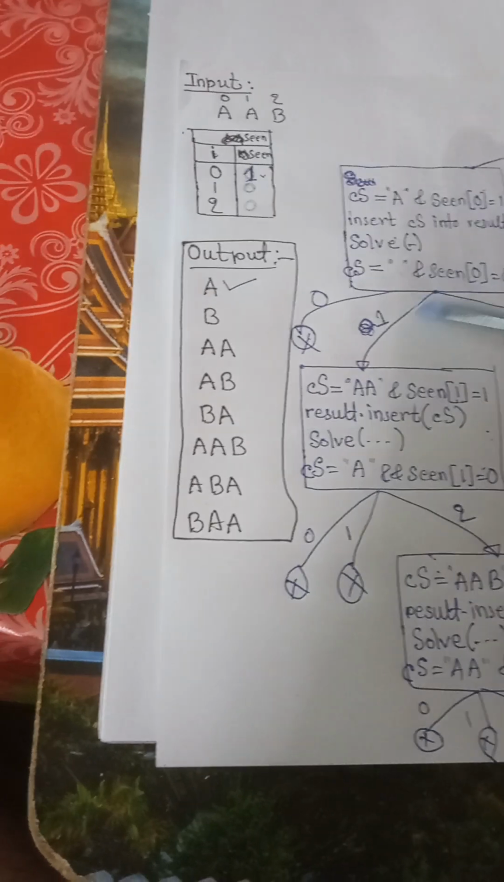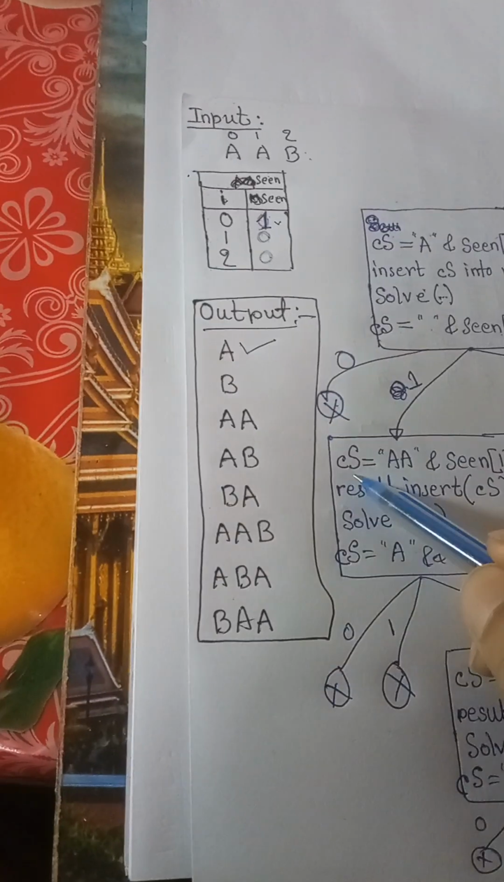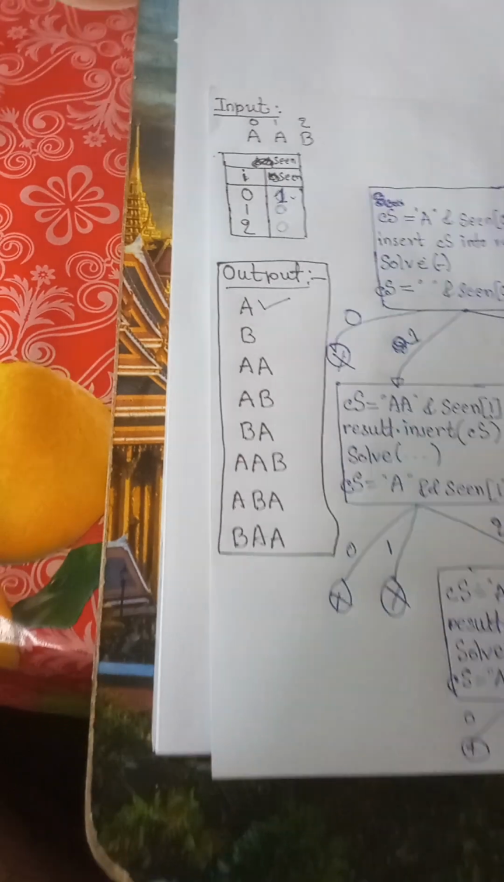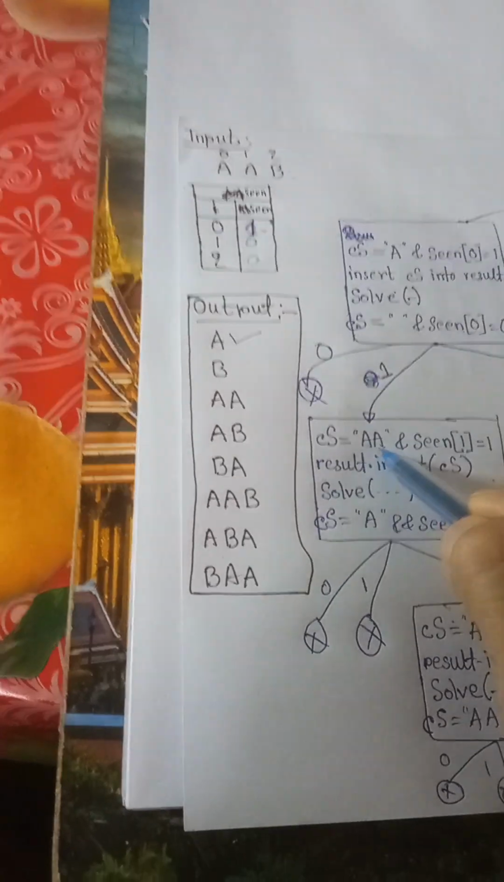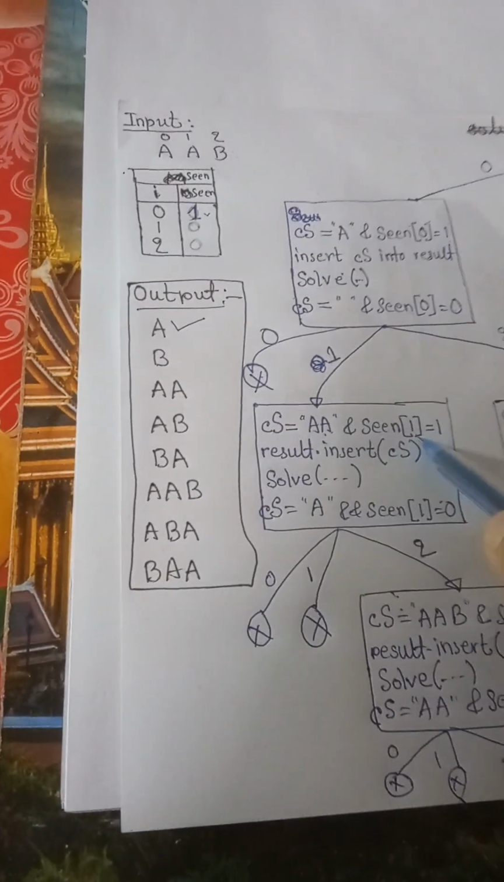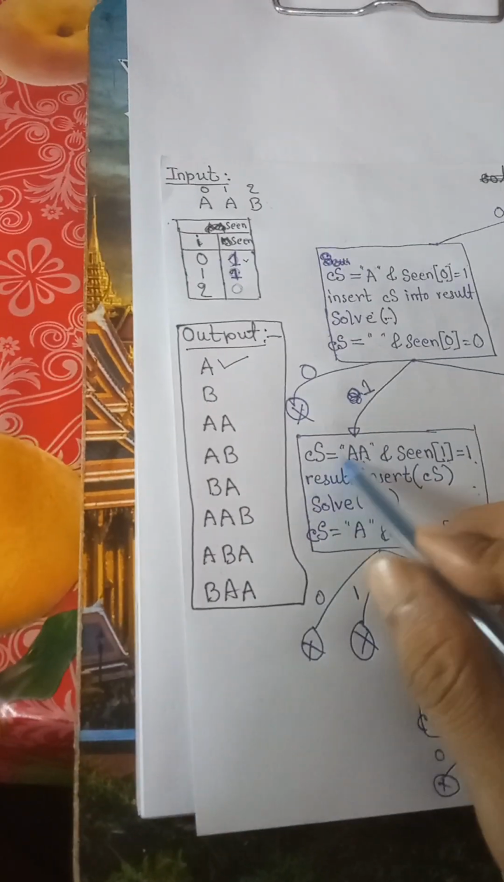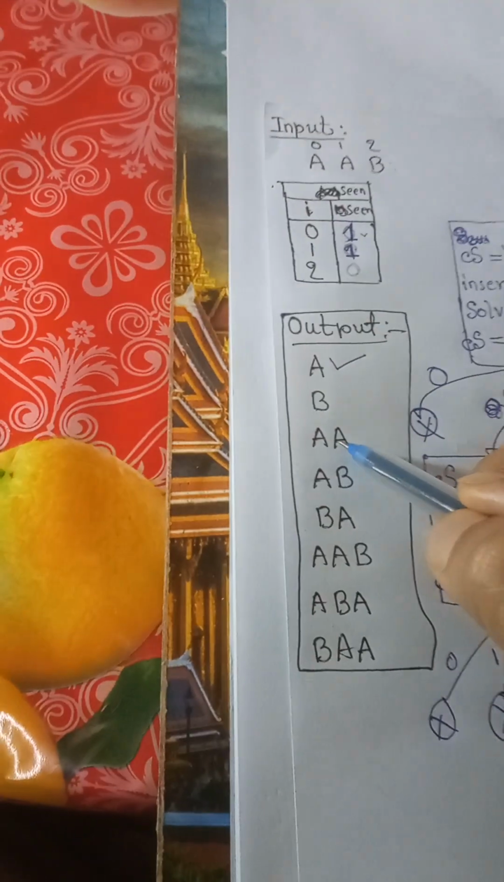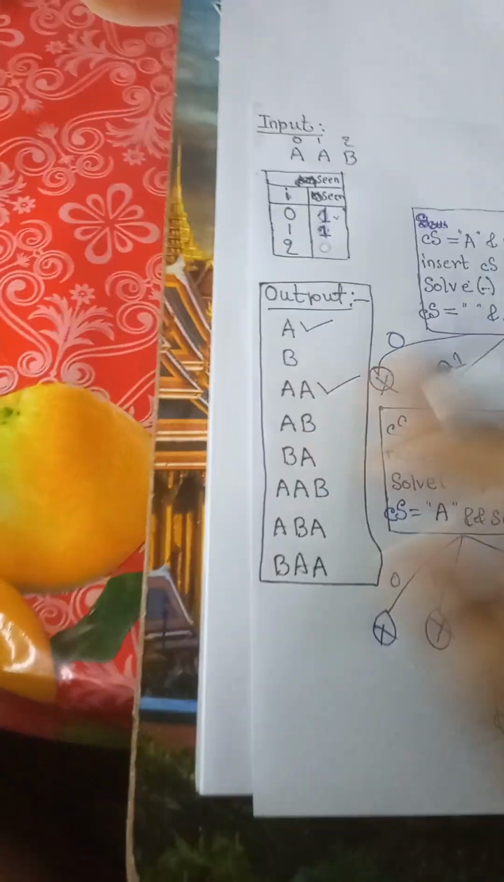Next I'm going to 1. What is at 1? A. So my current string becomes AA because I am inserting the element into my current string. So this becomes AA, and I set the current index to 1. So seen[1] is set to 1, it is seen, and I am inserting my current string into my result. So here you can see AA, here it is AA. So this is also done.